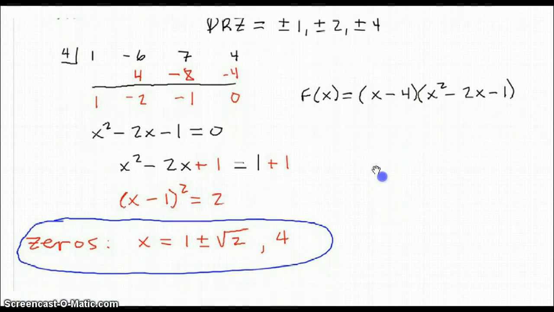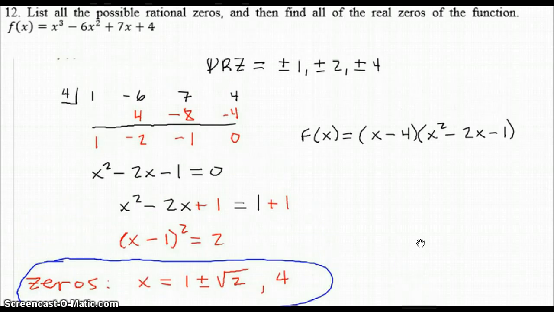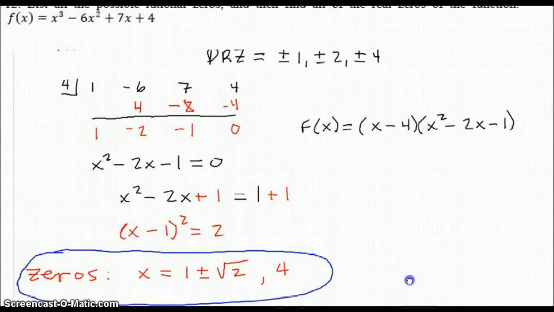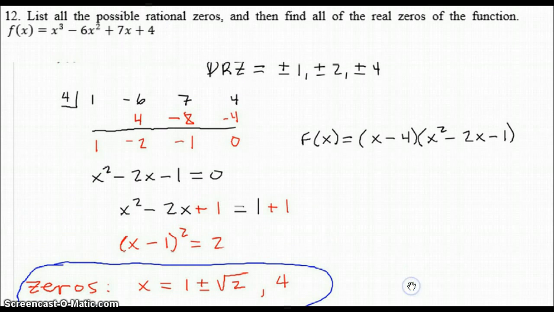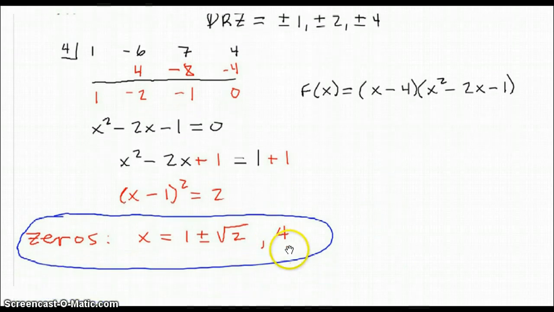And then we don't need to synthetically divide. We have a quadratic. And so what I did is I set that quadratic equal to 0 and solved for the roots. And based on those roots, I don't even need to rewrite the factored form. I just needed the roots.